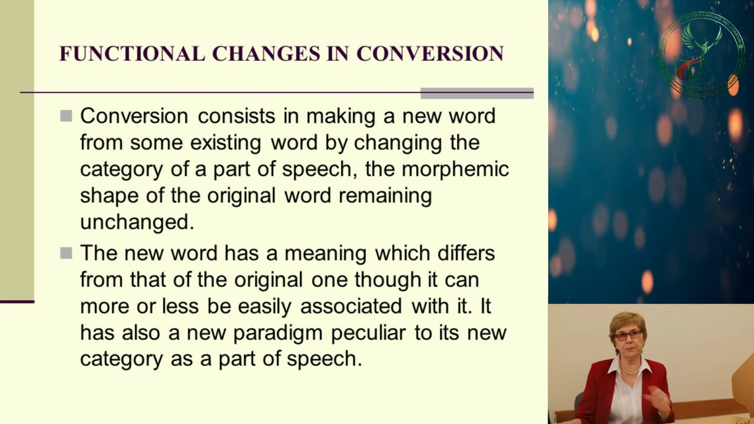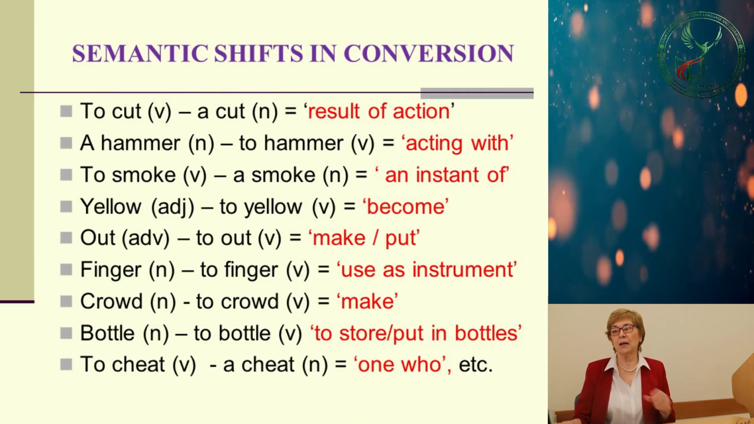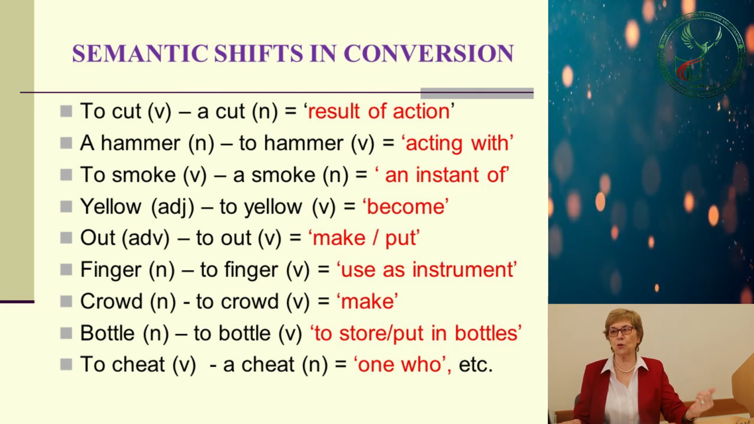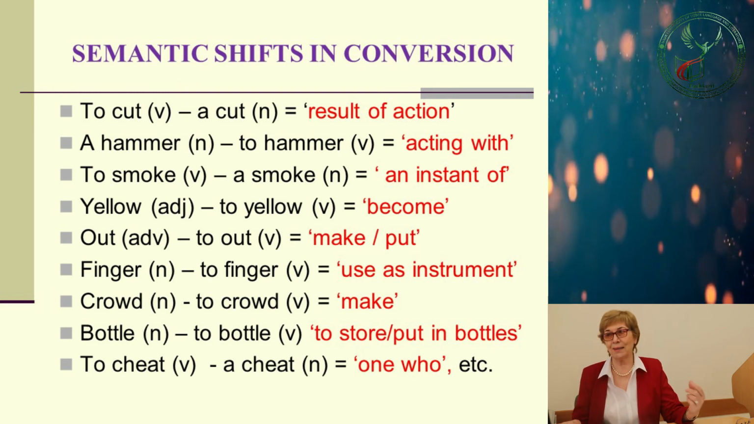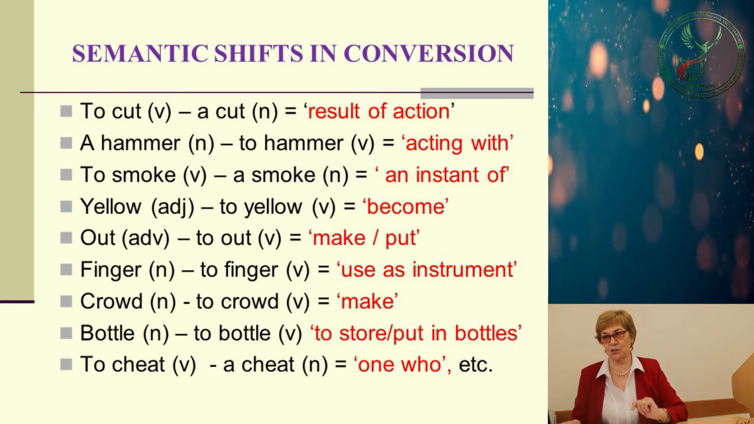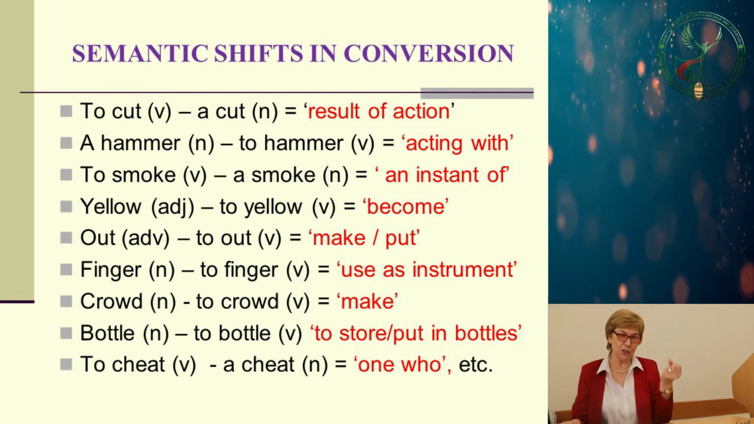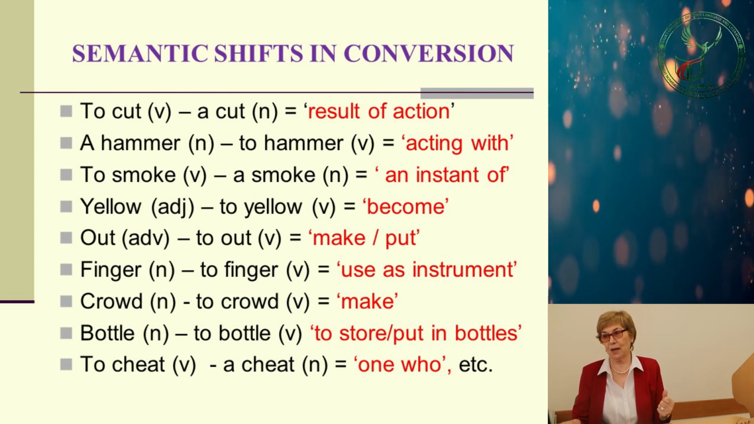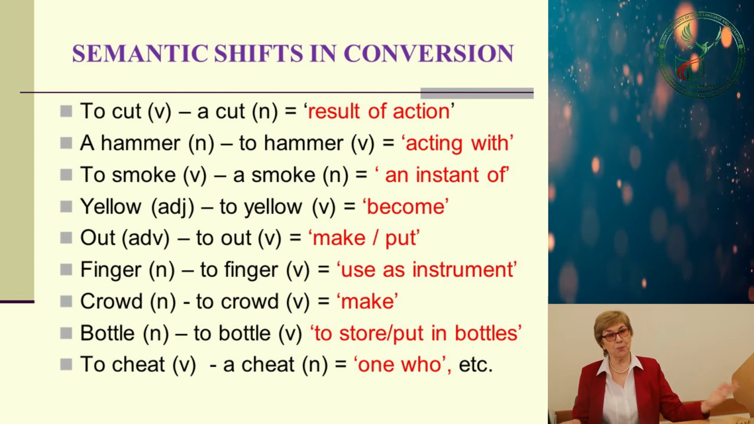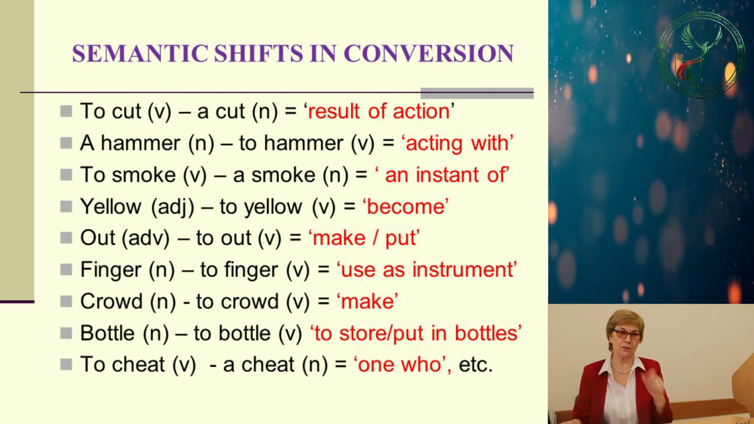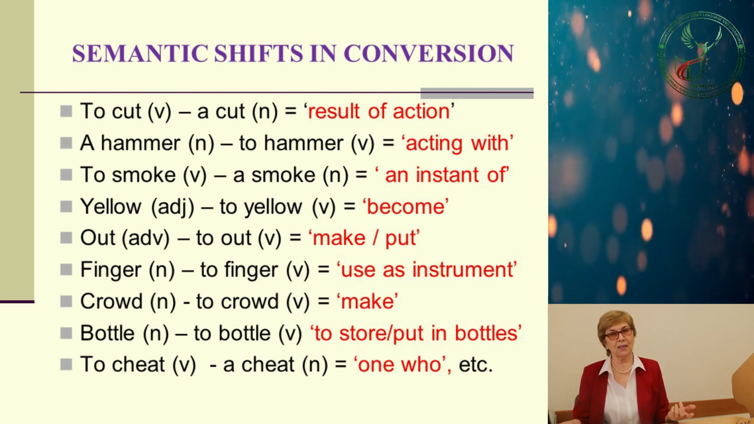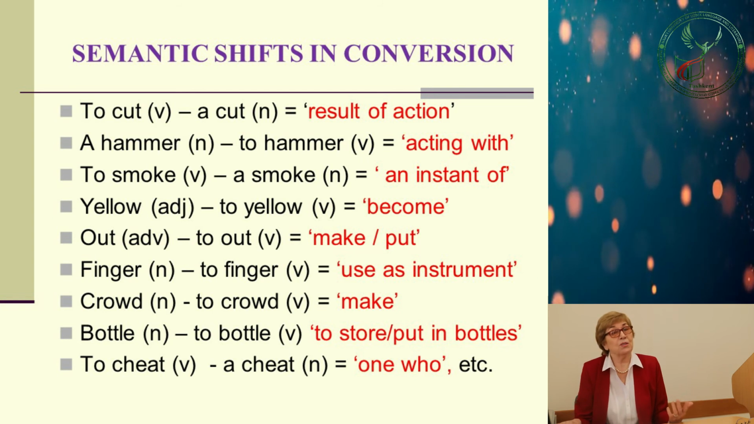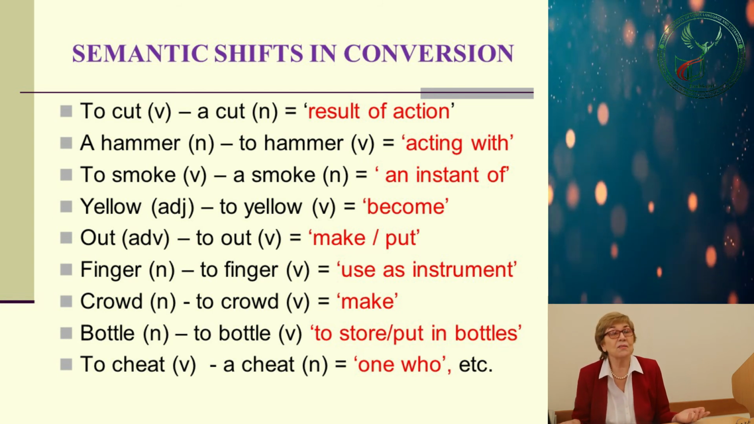Okay, so here, one of the last slides, I show you examples with the semantic shift in conversion. For example, to cut is an action of cutting, but a cut is already a result of this action. A hammer is an instrument, you know, but to hammer means to act with this instrument, okay? So to smoke is a process, but a smoke is one short moment of it. Yellow is an adjective, but the trees are yellowing early this year. We use yellow as a verb. Trees or leaves are yellowing.